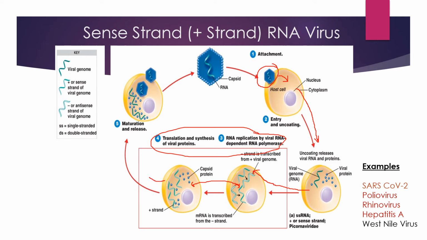Once there's enough of this material inside the cell, the RNA and the proteins will start assembling together to make new viruses. This is maturation, and that new virus will be exocytosed. That's called budding. Just like we said with the sense strand viruses, budding happens with your enveloped viruses. Viruses that don't have an envelope usually rupture the cell.